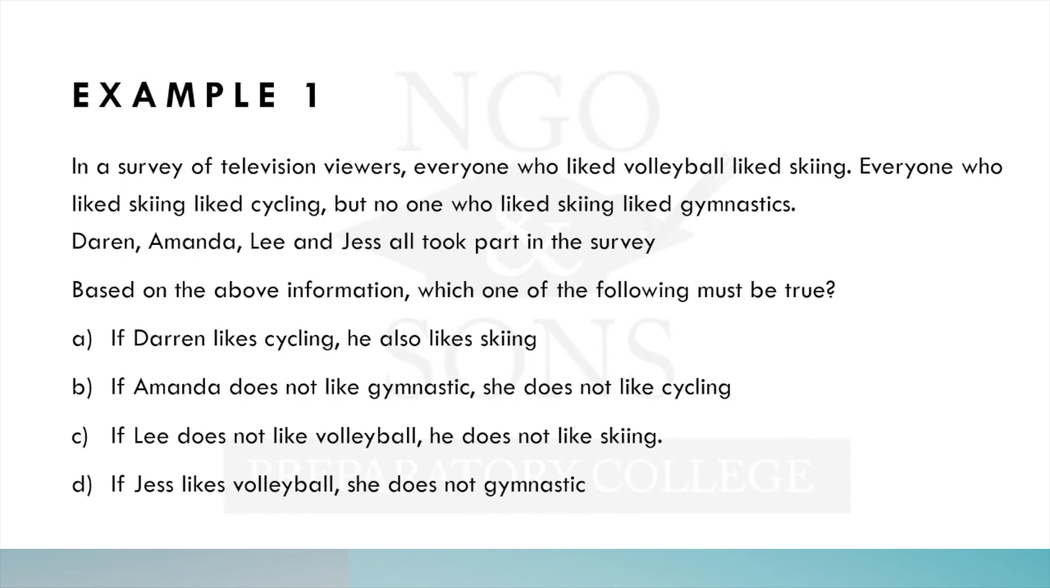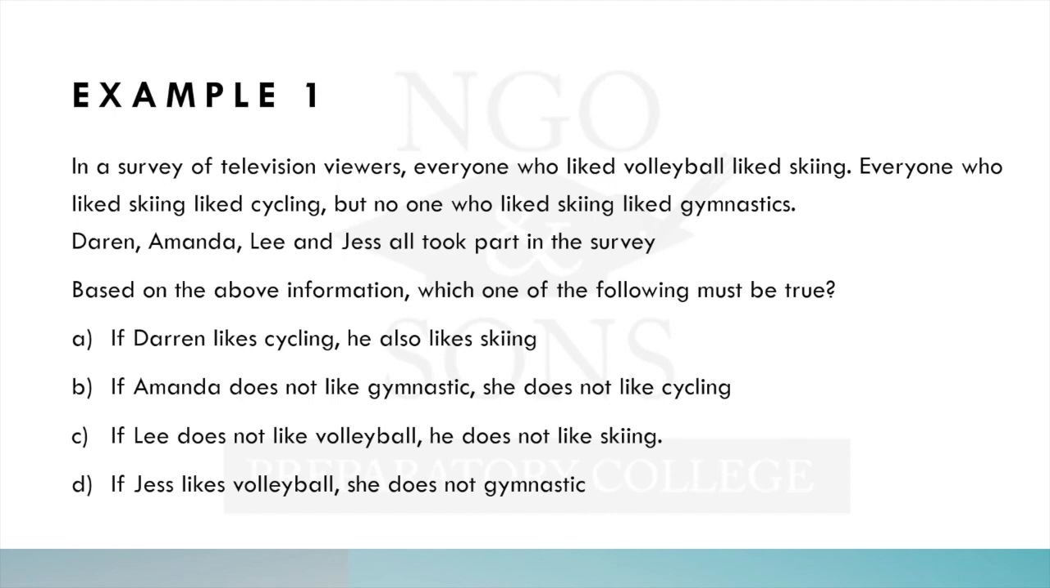So in this example, you have a group of people who were surveyed and you were told of the relationship between people who played volleyball, who skied, who cycled, and who did gymnastics. Basically, the problem is asking the student to see if they understand from the paragraph what the relationships are. I'm quite sure many students, and dare I say parents, will find this question confusing.